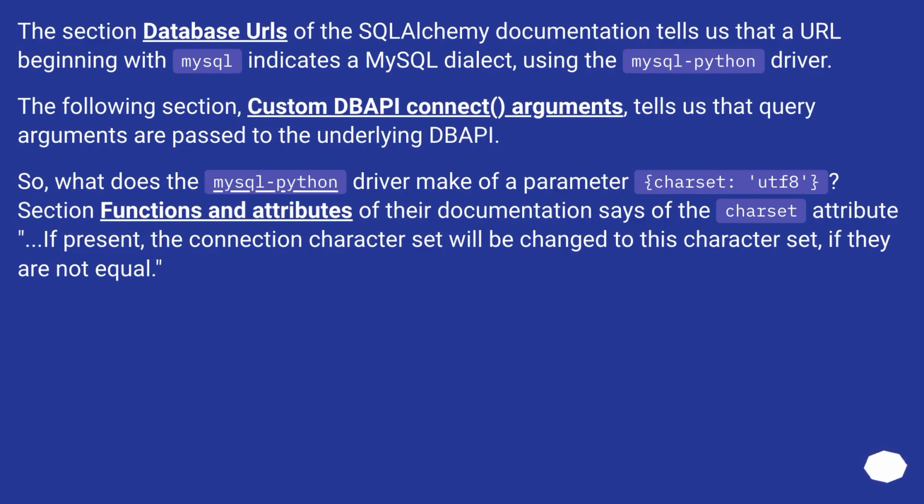The section Database URLs of the SQLAlchemy documentation tells us that a URL beginning with mysql indicates a MySQL dialect, using the MySQLdb Python driver. The following section, Custom DBAPI connect arguments, tells us that query arguments are passed to the underlying DBAPI. So, what does the MySQLdb Python driver make of a parameter charset=utf8? The Functions and attributes section of their documentation says of the charset attribute: if present, the connection character set will be changed to this character set, if they are not equal.